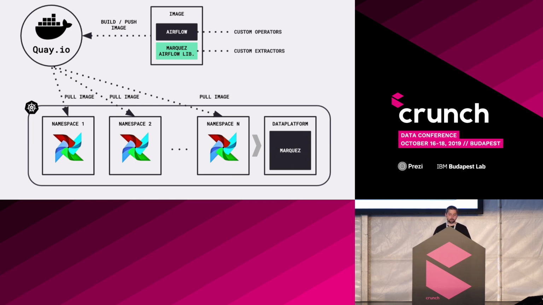So this is our high-level deployment process. We build our image with custom operators and custom libraries that we share across Airflow instances. Marquez is also shipped along with that image with the custom extractors that we have, and we push that image to Quay. And in Kubernetes, we leverage namespaces. So the teams that are responsible for the operational side of Airflow, they deploy it in their namespace. And we have one instance of Marquez running, or multiple pods that are running, and they all report metadata to a central API.